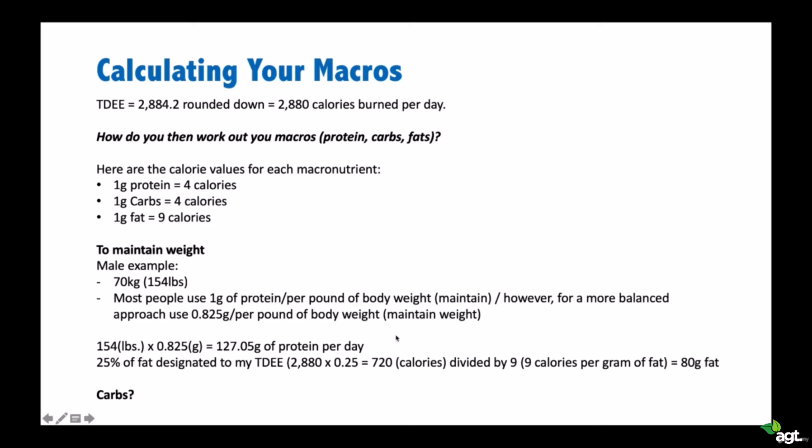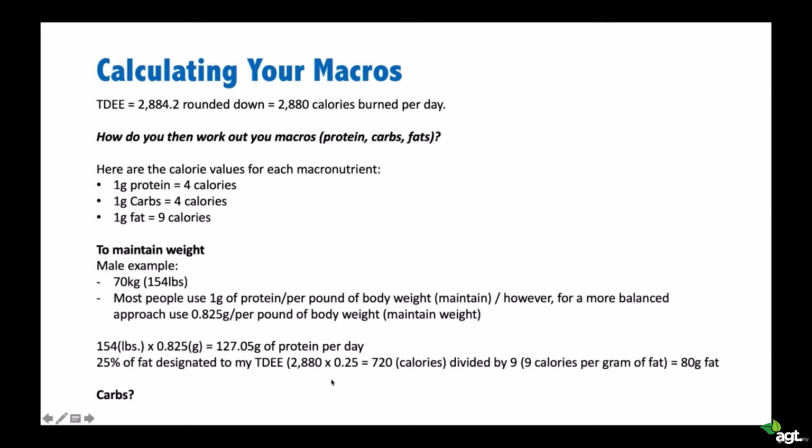Now, that's just the protein. We've now got to get the carbs and the fats involved in calculating this guy's macronutrients. So the rule of thumb is it's different for everyone. So in this example, I'm going to say 25% of his total diet of 2,880 calories is going to be of fat.